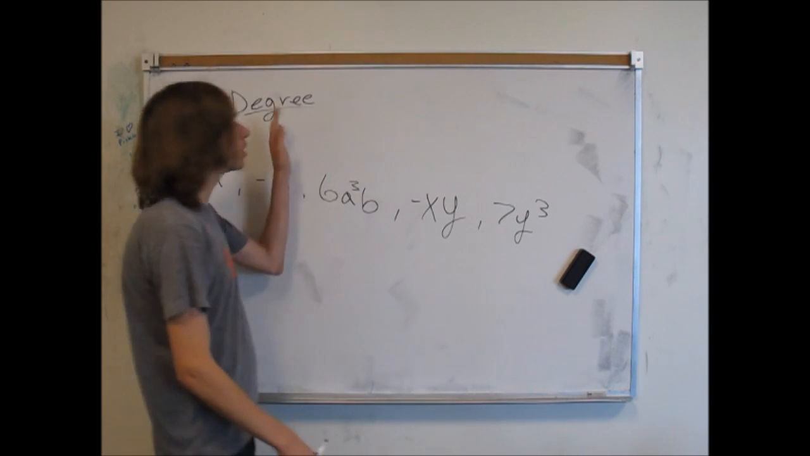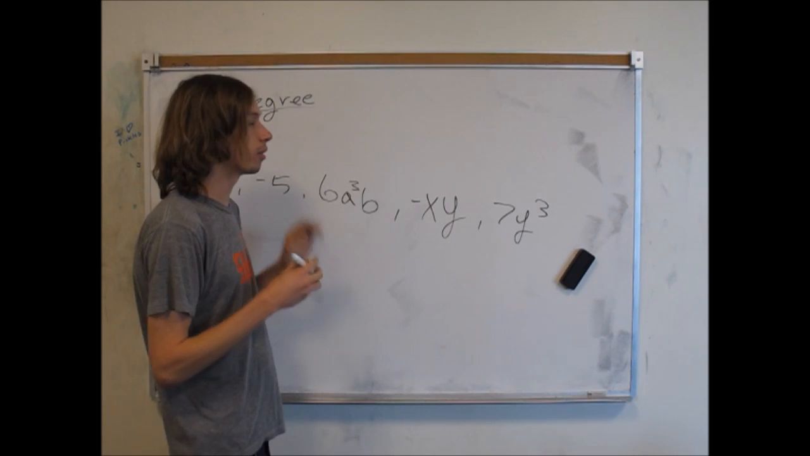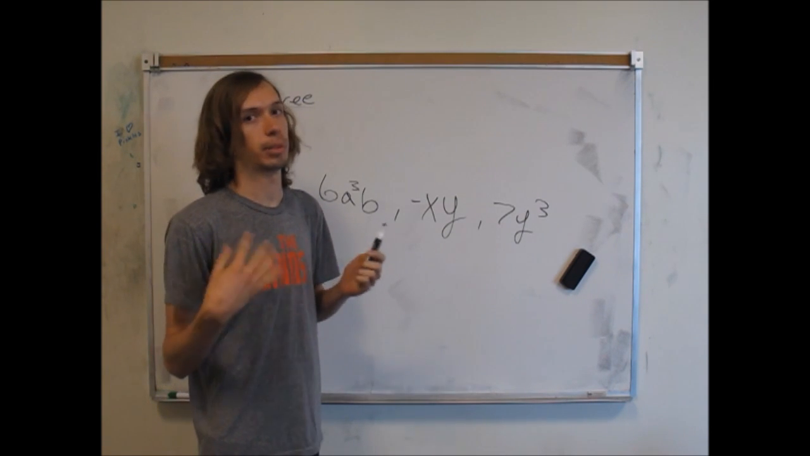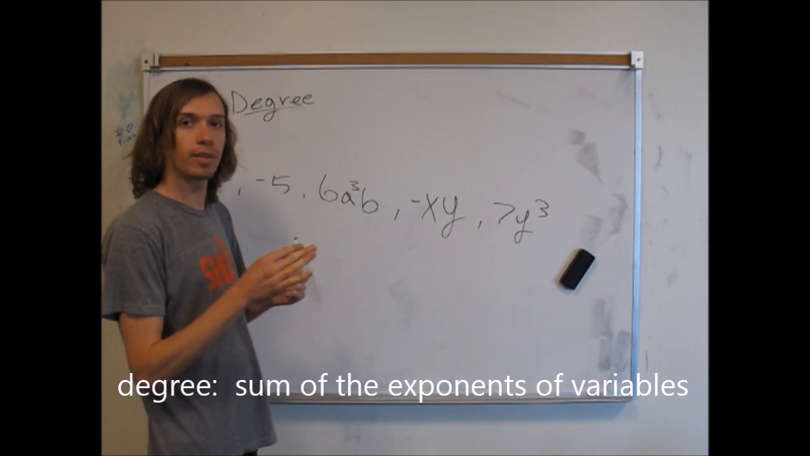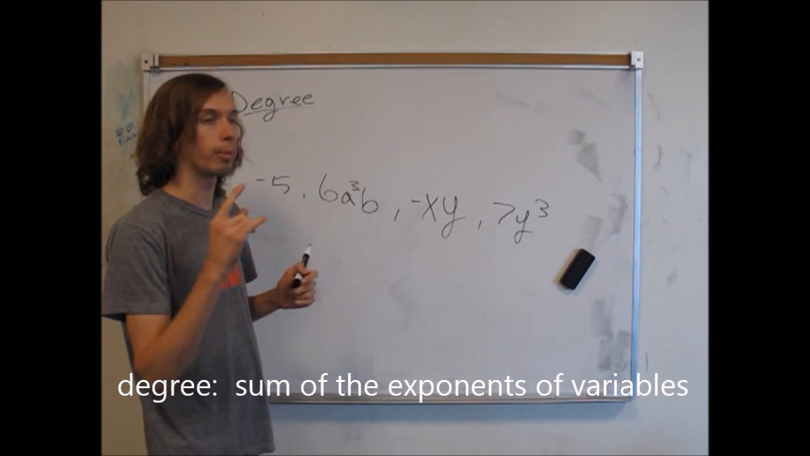Okay, now what I want to talk about is the degree of a monomial. When I say degree, what I mean is the sum of all the exponents on the variables for that monomial. That might sound confusing, so let me just show you what I mean. Basically you're just going to look for the variables, check what exponent they have, and then add all those exponents up for that one monomial.